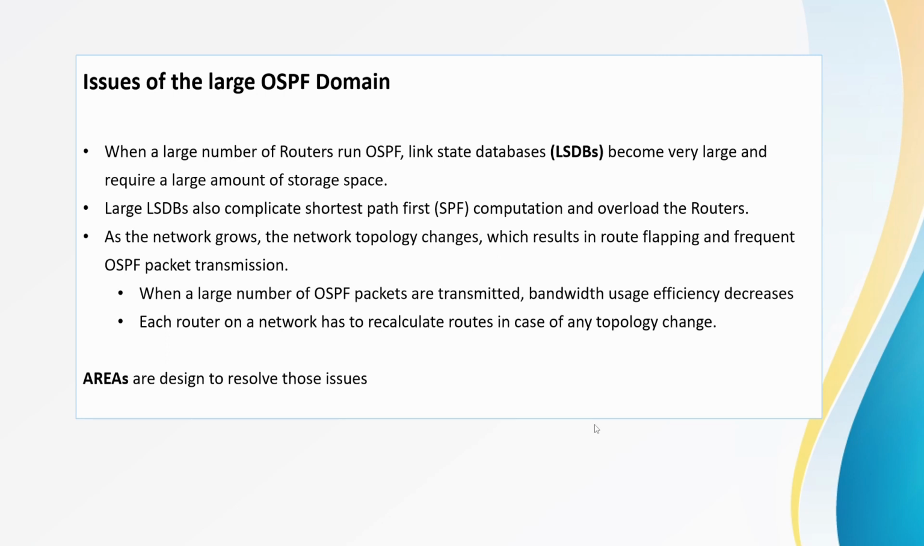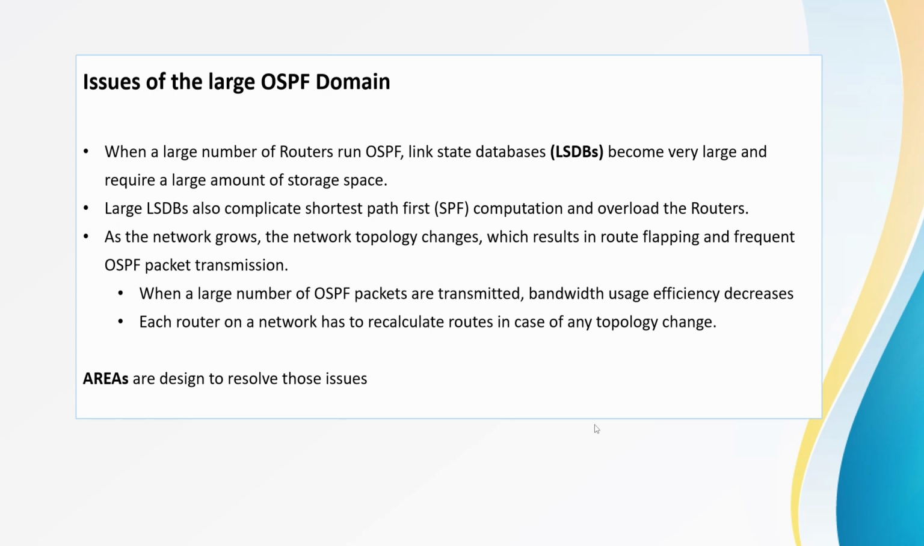As the network grows, the network topology changes, which results in route flapping and frequent OSPF packet transmission. When a large number of OSPF packets are transmitted, the bandwidth usage efficiency decreases. Also, each router on the network has to recalculate the routes in case of topology changes.